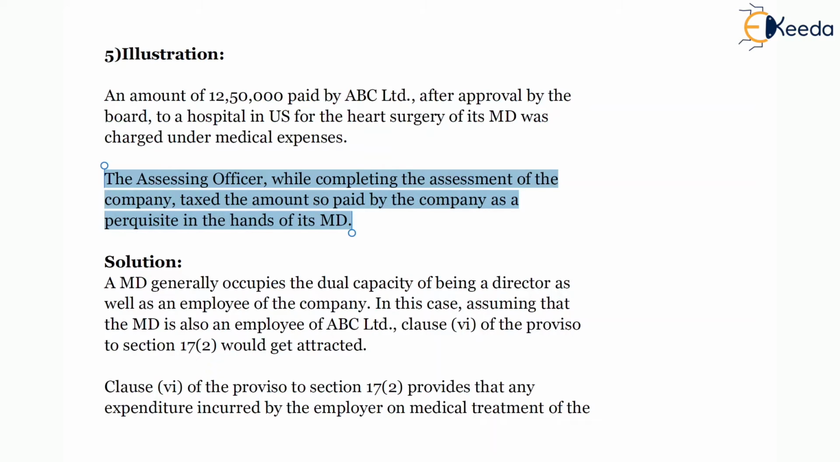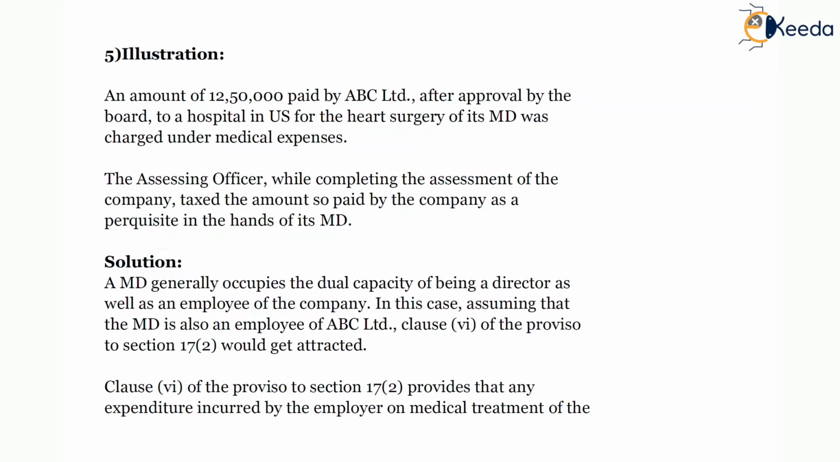So, the assessing officer has taxed this amount as perquisite. The entire amount is taxed by the assessing officer as perquisite in the hands of the MD. Before that, whether the assessing officer has considered that it is within the RBI limit or not. And the second question will be whether indeed the reimbursement of medical expenses is taxable in the hands of the director or not.